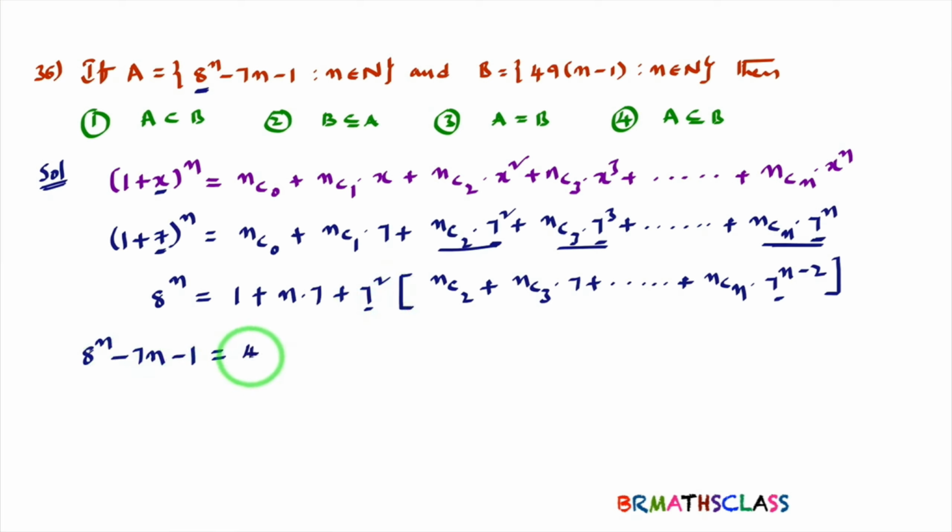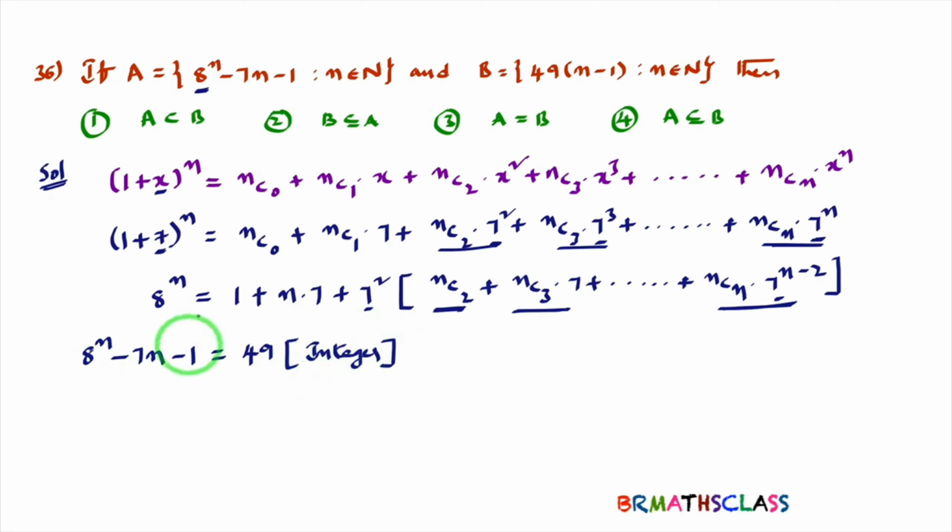What is 7 square? 7 square is 49. You observe here, this 7 square is 49. You need to know this. In binomial theorem, you learn all these things. This term is an integer. This term is also an integer. This term is also an integer. If we add all the integers, again you will get an integer.